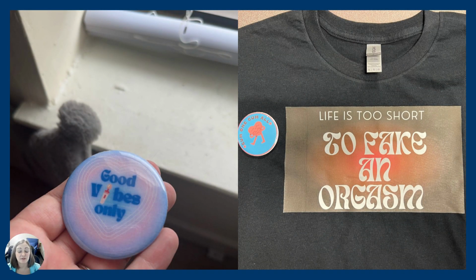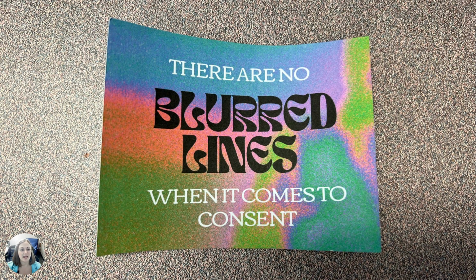These are just some examples of student products. So you can see here we have a couple of buttons. We have a t-shirt. These are from groups that were talking about sex positivity. And here we can see a sticker. They're very popular. So this one says there are no blurred lines when it comes to consent. They were talking about sexual assault.